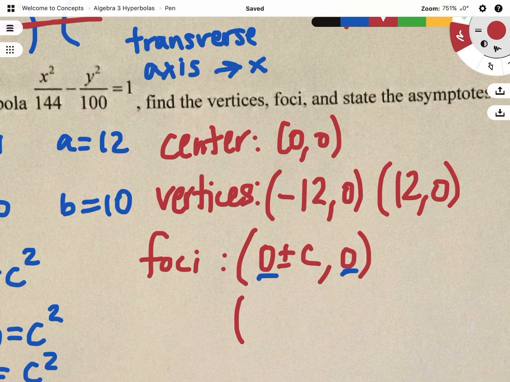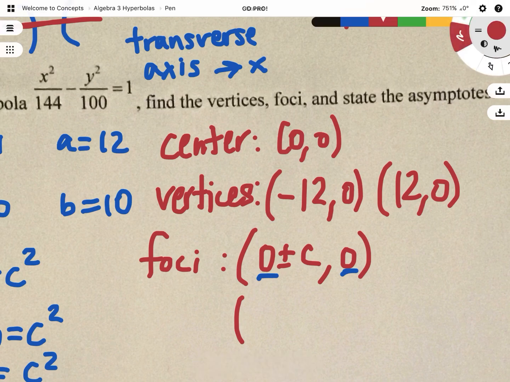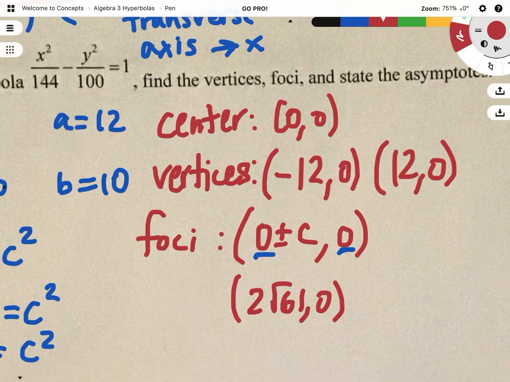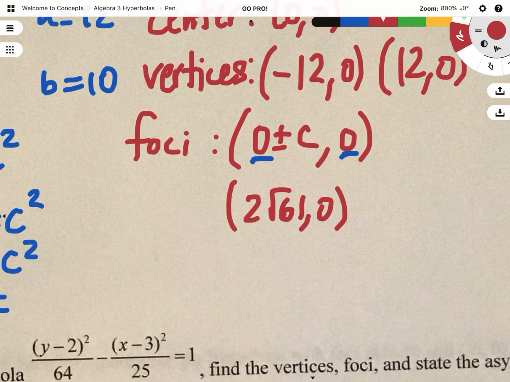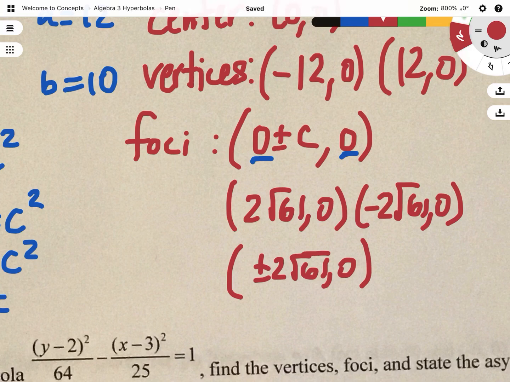So C was 2 root 61. I mean, we could just write it like that. So 2 root 61 comma 0, and then negative 2 root 61 comma 0. Or you can write it as plus or minus 2 root 61 comma 0. That's acceptable too. And you can plug that in and give a decimal, that's fine as well.